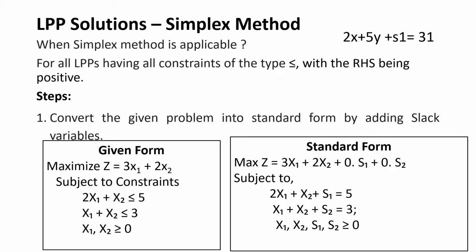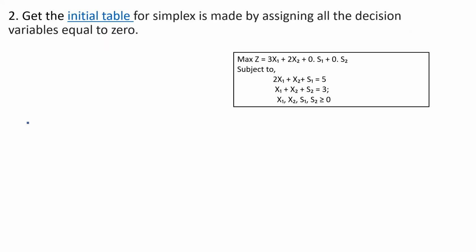Okay, and accordingly we have to change our non-negativity constraint. So now x1, x2, that is our decision variables, and the slack variables s1, s2 are all greater than or equal to 0. Okay, so next, after we have converted the given problem into standard form, we have to get the initial table.